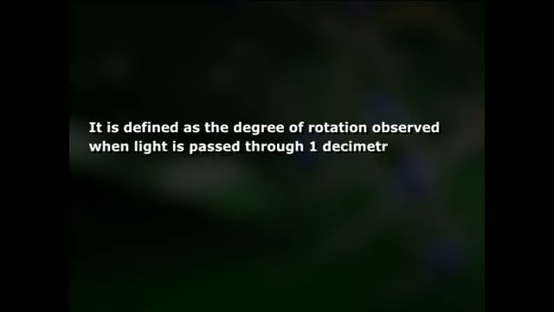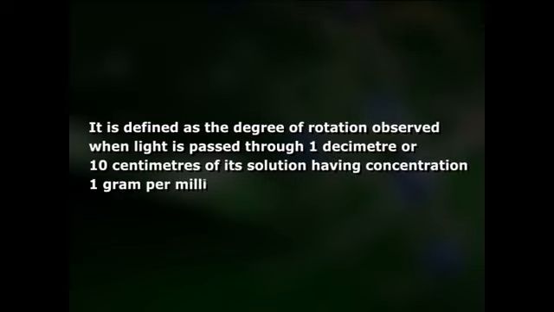This property of a substance of rotating the plane of polarized light is called optical activity, and the substance possessing it is said to be optically active. For the measurement of optical rotations, the term specific rotation is introduced. This is a physical constant characteristic of a substance, as much as the melting point, boiling point, density, or refractive index. It is defined as the degree of rotation observed when light is passed through 1 decimeter or 10 centimeters of the solution having concentration 1 gram per milliliter.